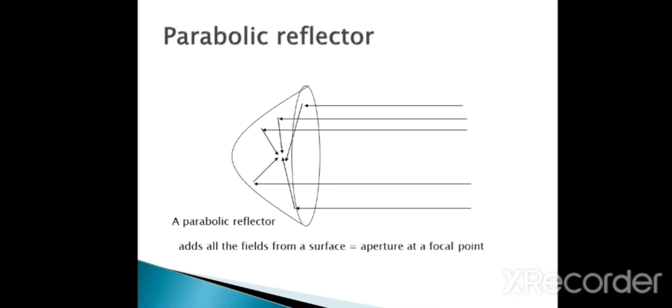So hence, as per the above definitions that we discussed, the distance between F and L is constant with respect to the waves being focused. So here, all fields from the surface are equal to the aperture at a focal point. So the parabolic reflector acts like that.